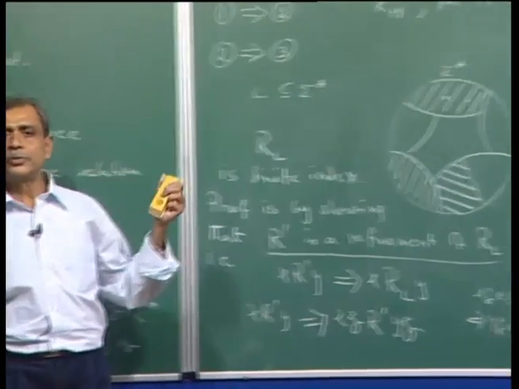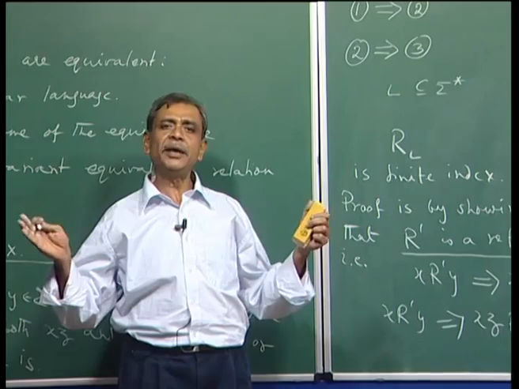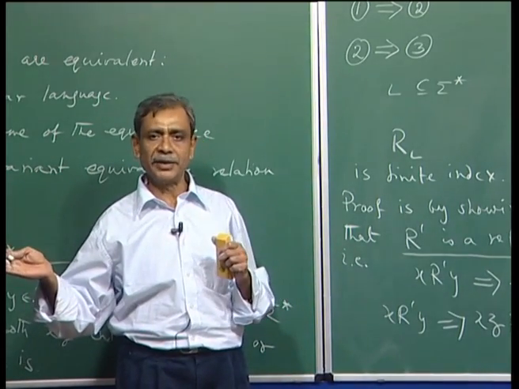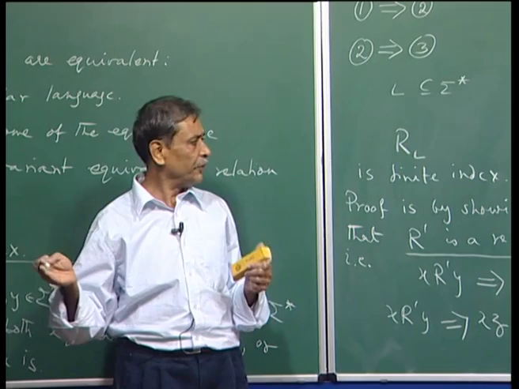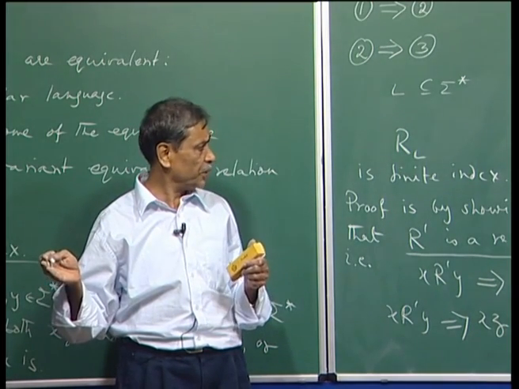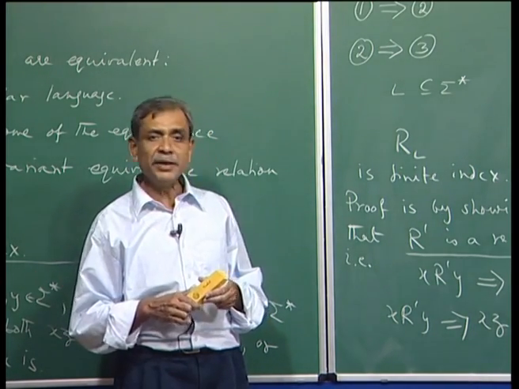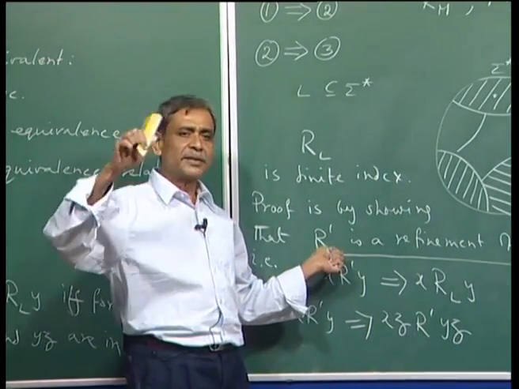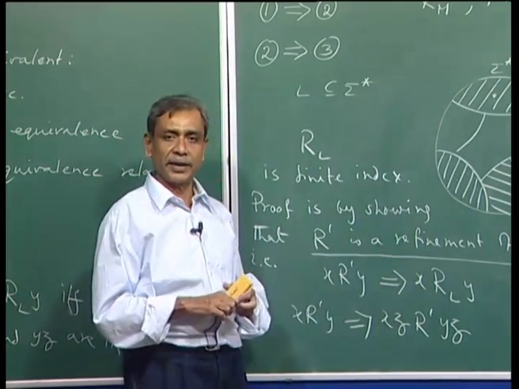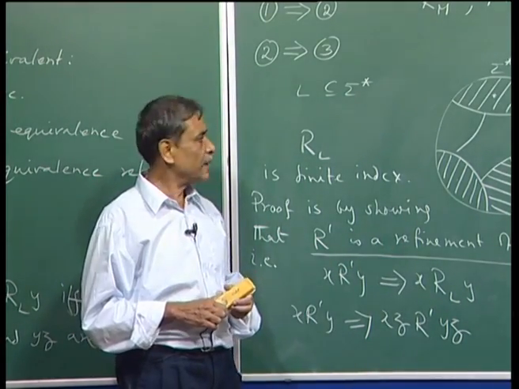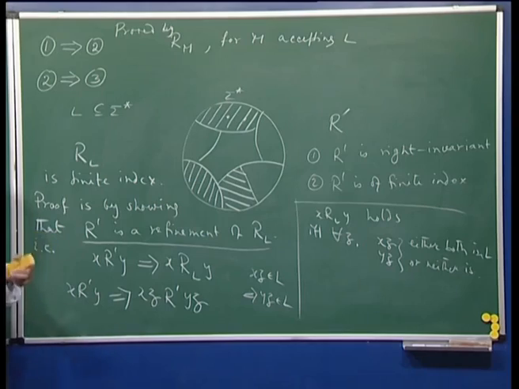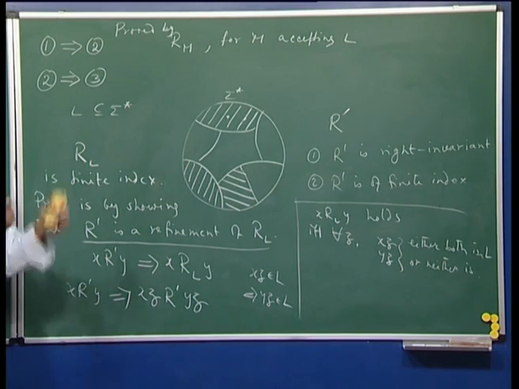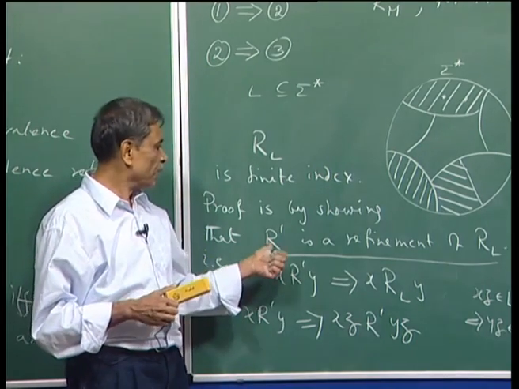Now, remember our notion of refinement. If something is a refinement of some other equivalence relation, what does it mean? We discussed that last time. It just means that R dash at most breaks up some of the equivalence classes of R L into new equivalence classes. In other words, the equivalence classes of R L are made up by combining some of the equivalence classes entirely of R dash.